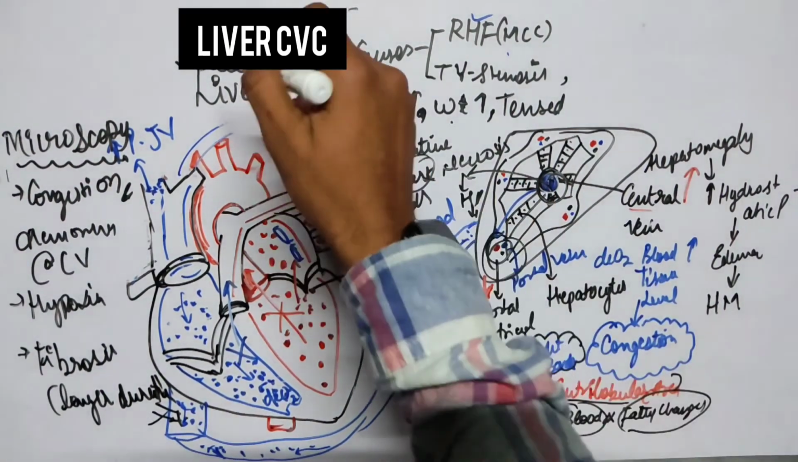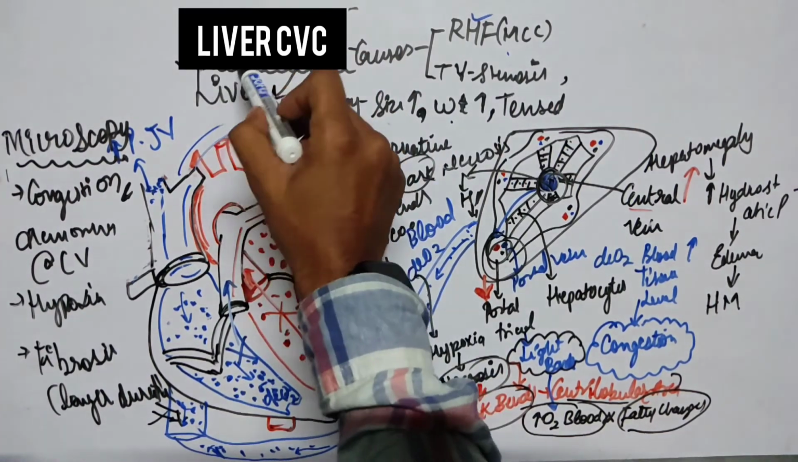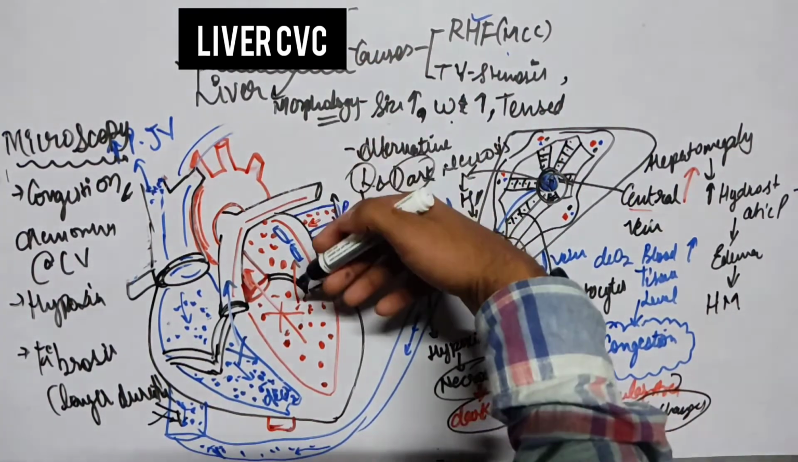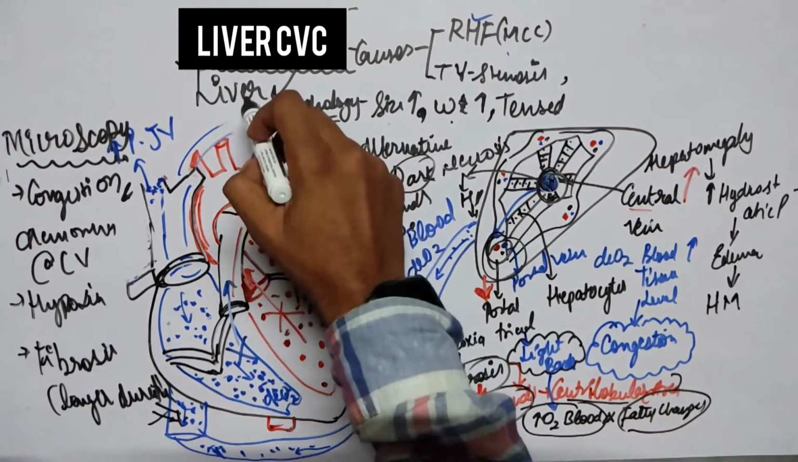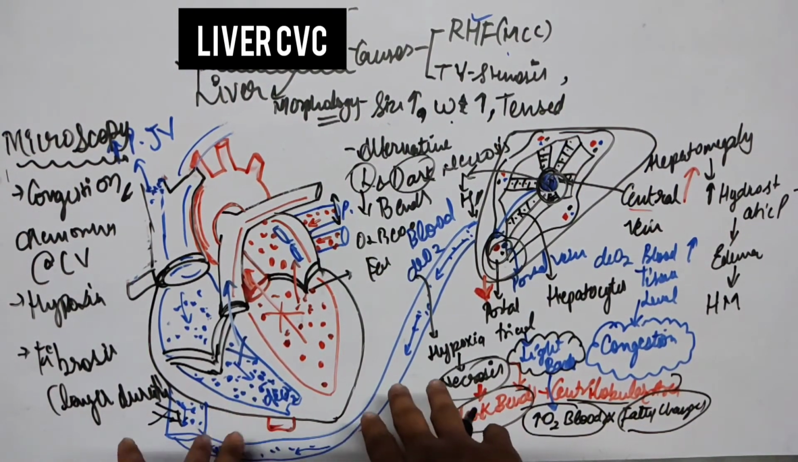So guys, this is about the CVC of the liver. I'm sorry, mistakenly I haven't erased this lung CVC because in the previous video I was making the lung CVC only. So this is all about the liver CVC. This is very simple, there's nothing to mug up.